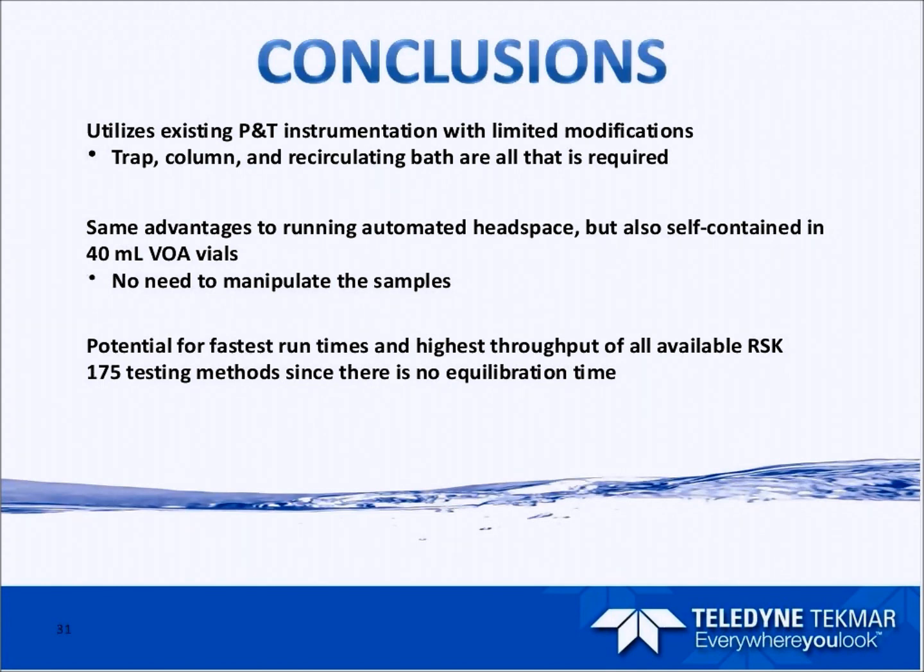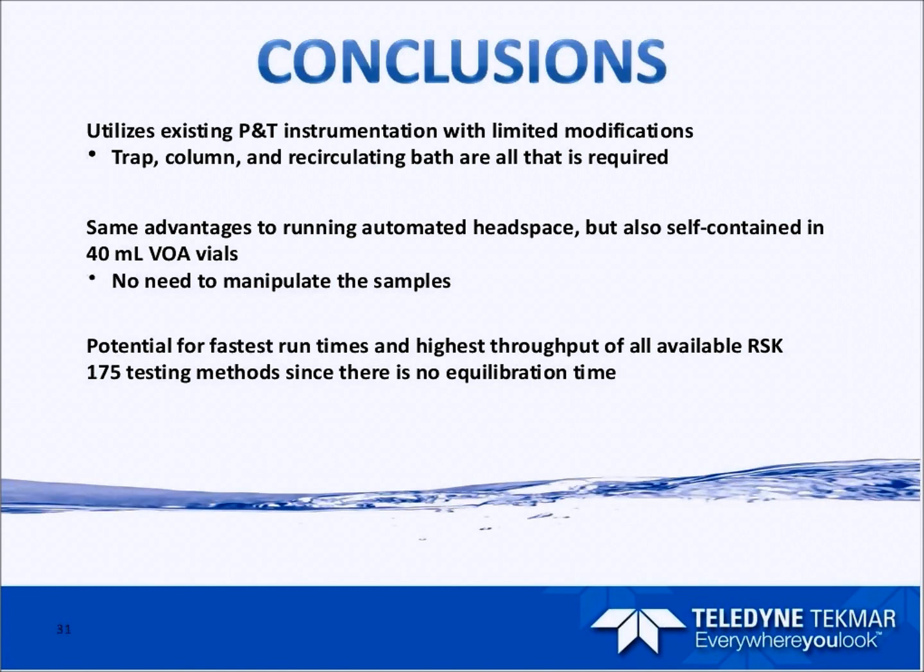And it has the potential for the fastest run times and highest throughput of all the methods because you have no equilibration time. If you can get your GC cycle time down based on your column, you can run as fast as you want. Our cycle time on purge and trap was maybe 4 minutes, 5 minutes at the most. So you can pretty much turn these out in 6 to 7 minutes, and you can get a lot of them done really quickly if you have the capability to do so.